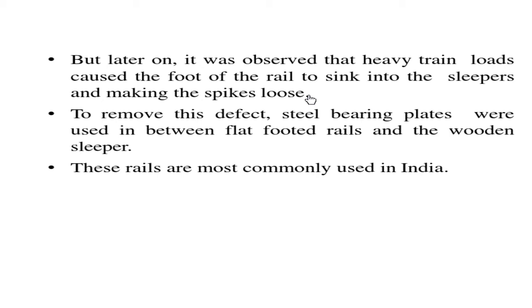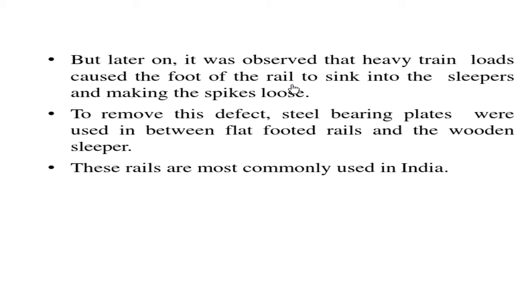But what happened is, continuous usage caused the foot of the rail to sink into the sleepers. It started to go inside the sleeper, and this caused the spikes to loosen. Now a spike is something like a screw-like thing which is used in the railway track. It is a larger nail and it has an offset head.